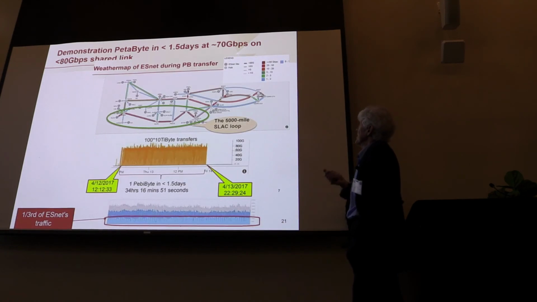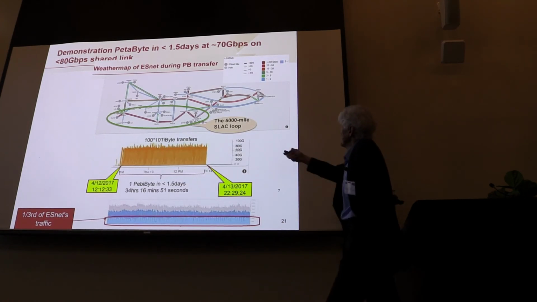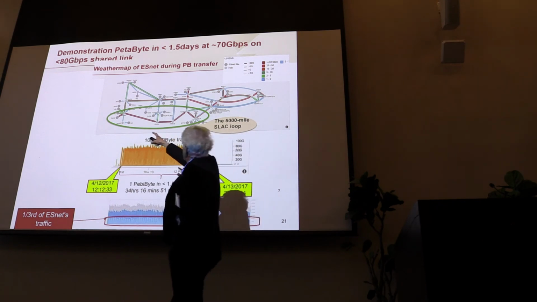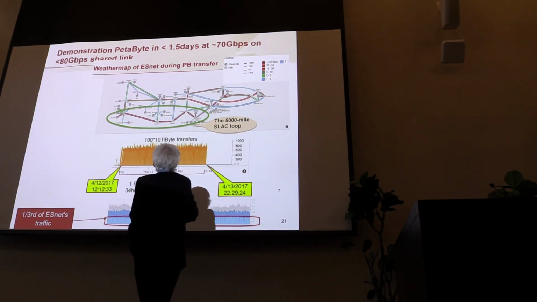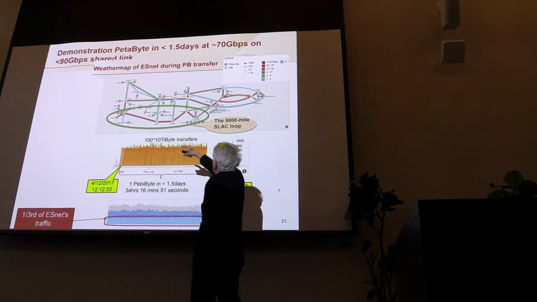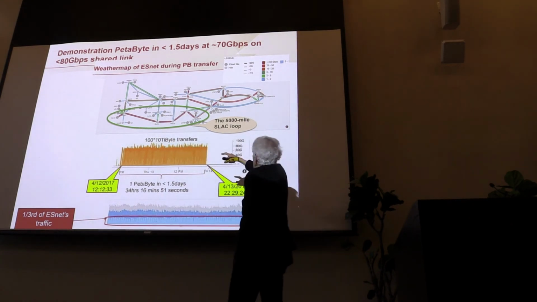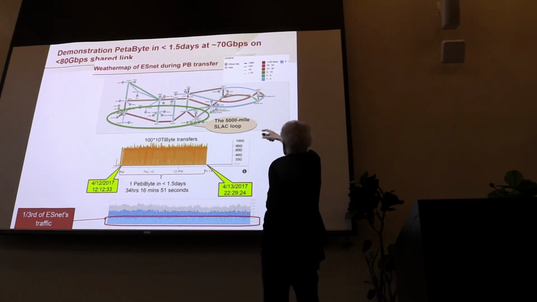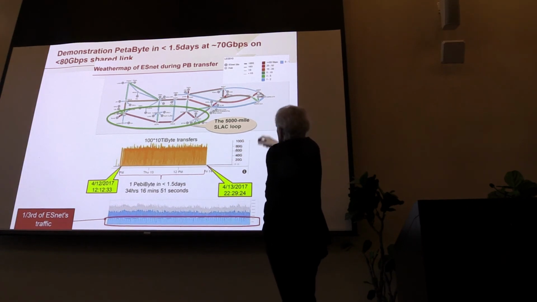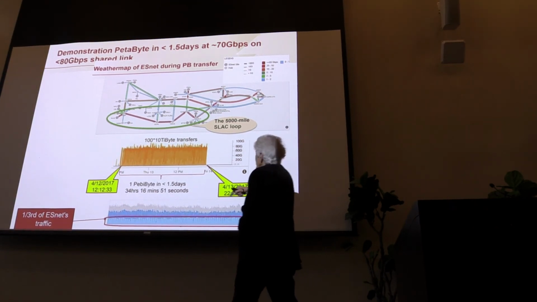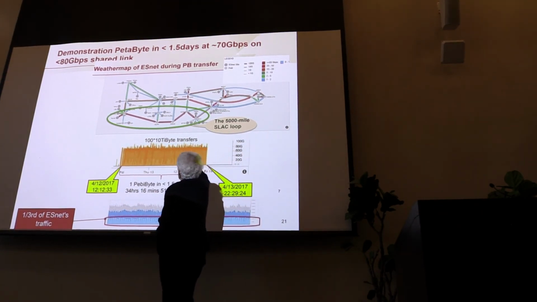Okay, so here's a demonstration that we did. You can see the SLAC up here on the right, and then Atlanta down here. The red shows that we've lit up ESnet while we're transferring the data, over 50 gigabits per second. This is showing you the graph of what's going on.